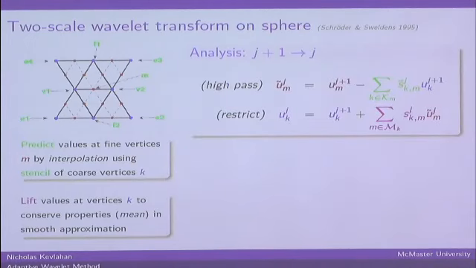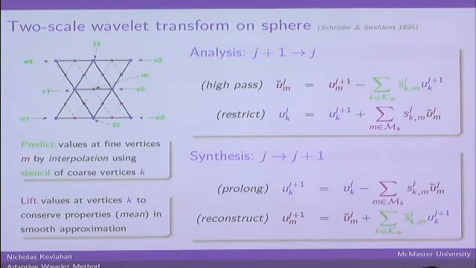So the analysis from a fine scale to a coarse scale goes like this. We take the difference of the red points using a local interpolation. So in this case, the linear interpolation is very simple. And then we do the restriction. If we didn't do the lifting, the restriction would be we would just keep the blue points. But we have to correct the values, so we add in a linear combination of our wavelet coefficients.